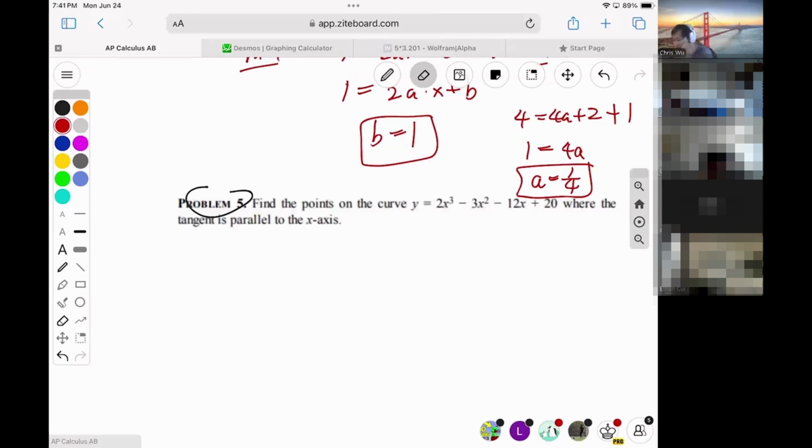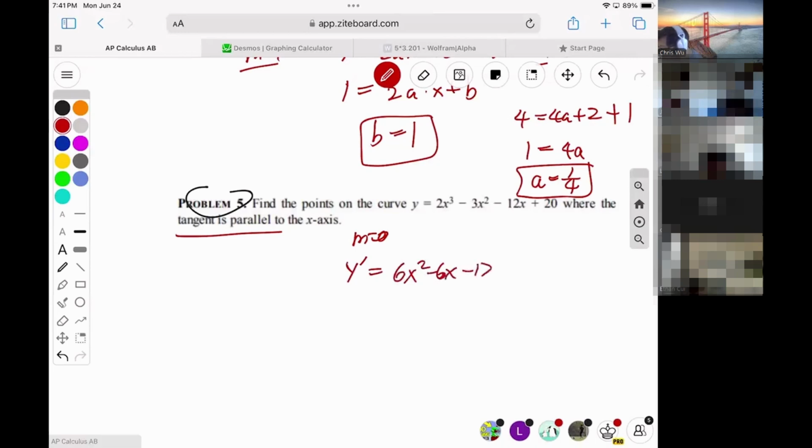Okay, let me go over this as well. So we have 2x cubed minus 3x squared minus 12x plus 20. We want the tangent line to be parallel to the x-axis, which means it's a horizontal line. A horizontal line has a slope of 0. So in other words, all we're doing is trying to solve for y prime, which is equal to 6x squared minus 6x minus 12, equal to 0.